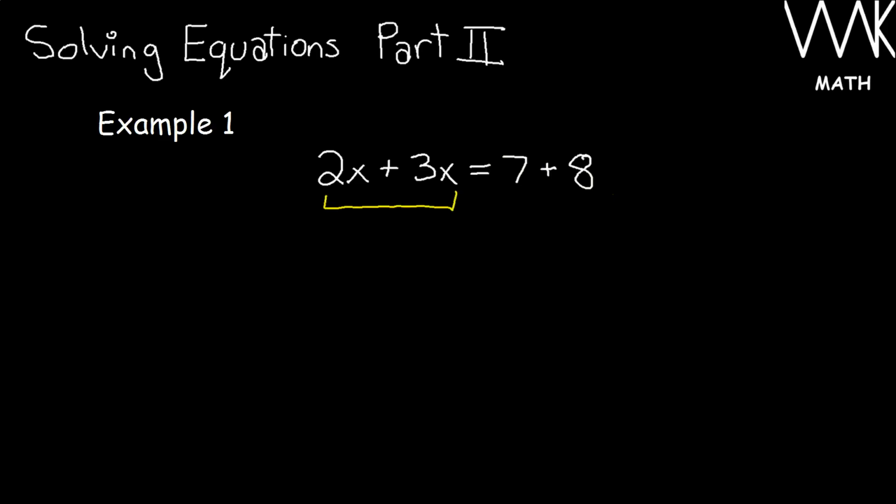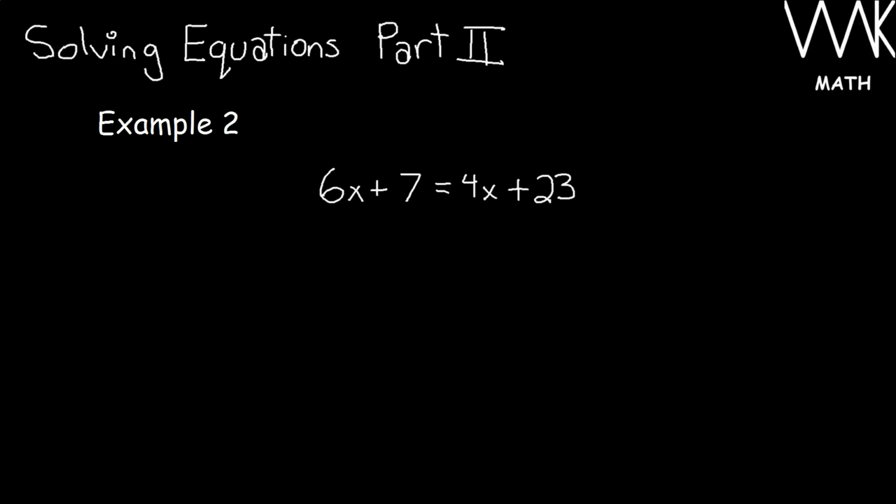Since the left side has like terms, and the right side also has like terms, we can simplify both sides. On the left side, the result is 5x, and on the right side, the result is 15. Hence, the equation so far is 5x equals 15. From here, we simply divide both sides by 5, and the final answer is x equals 3.